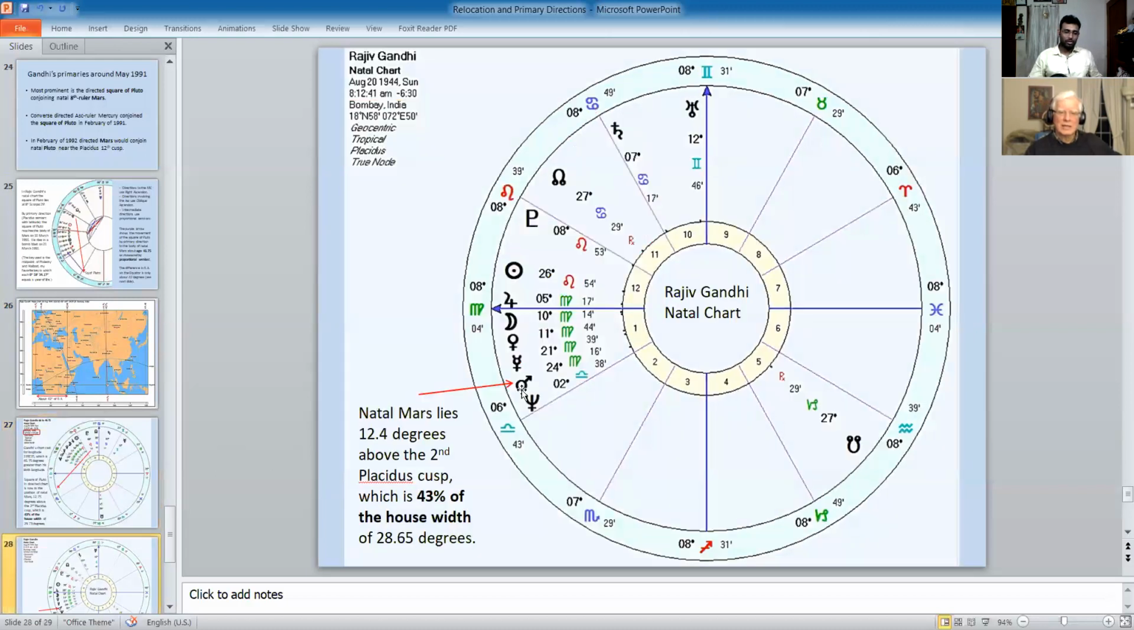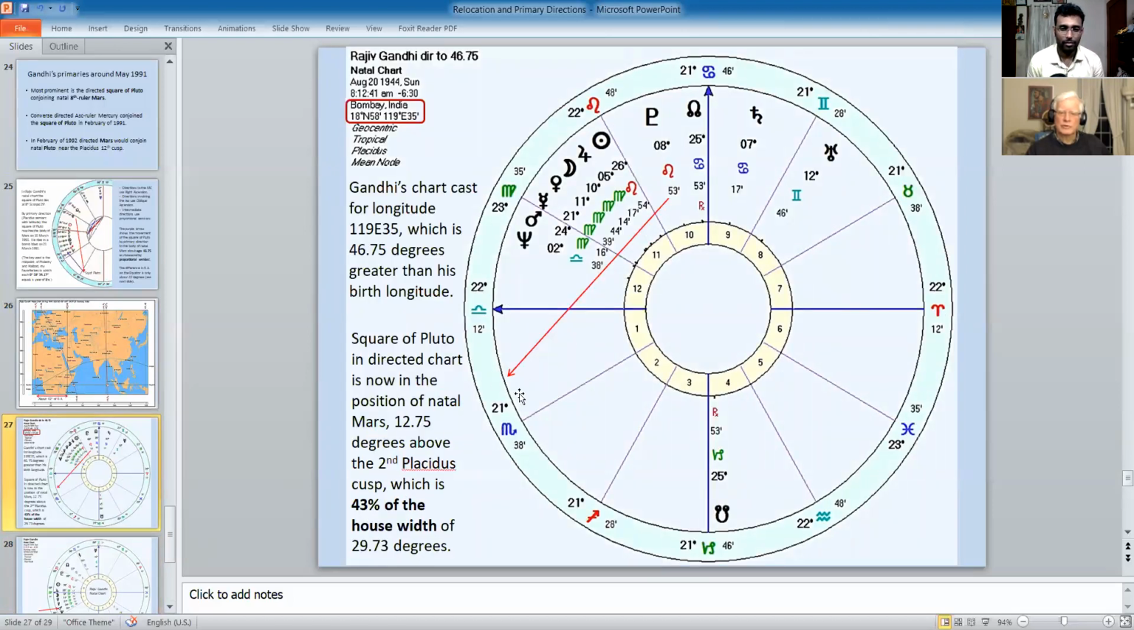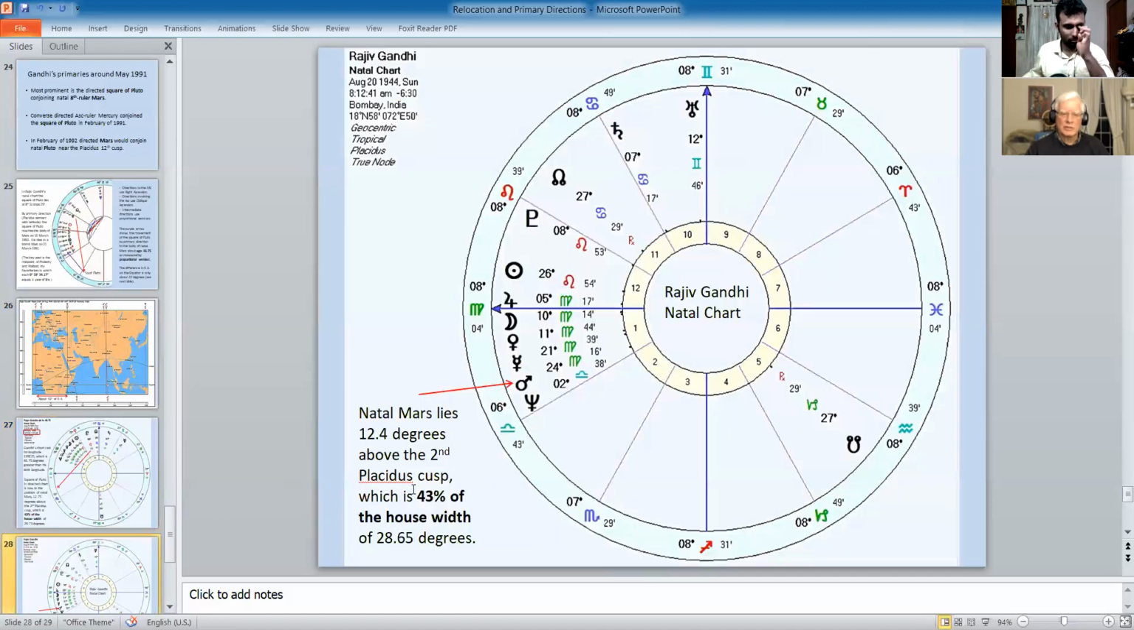Here's the natal chart. When we calculate how far above the second cusp Mars is in this first house, it's 43% of the way above. When we do the same for the square of Pluto, it's also 43% of the way from here to here. So they're proportionately at the same point, even though they're not numerically. This is 12.75 degrees from here to here, and Mars is 12.4. Close, but the proportion is exactly the same. And that's what Ptolemy said he's going to call a conjunction or an alignment. And that's when the bomb went off.